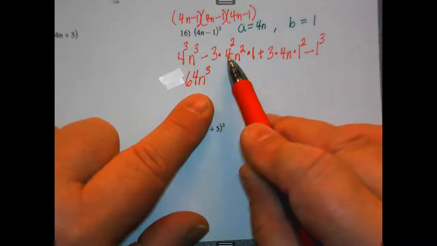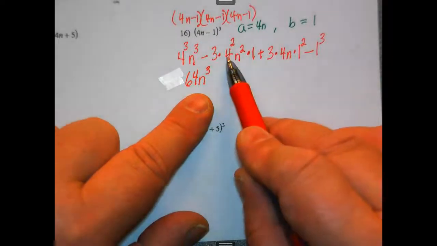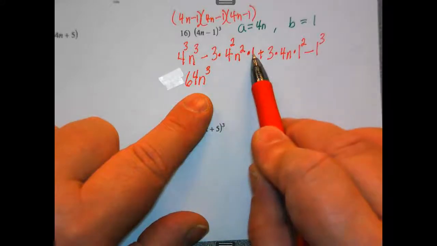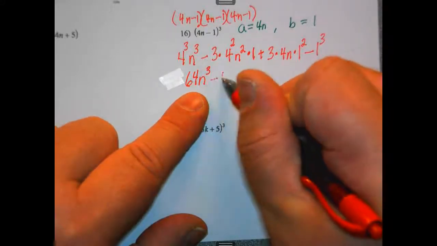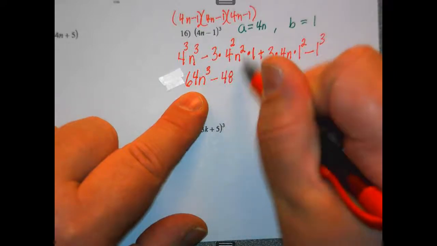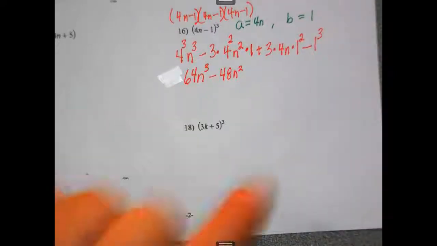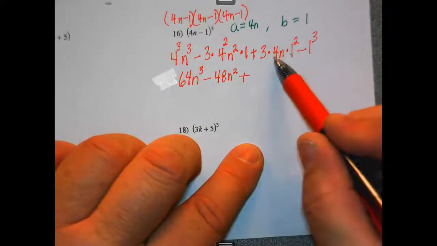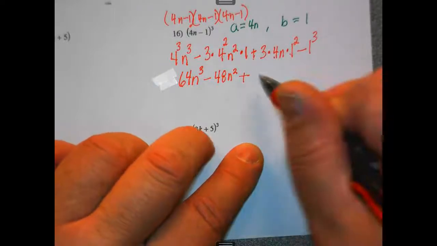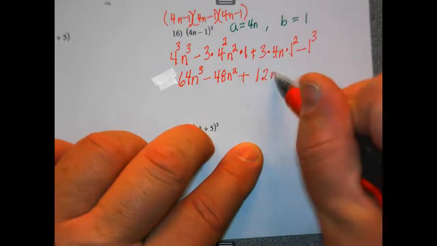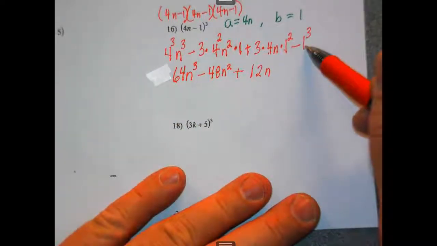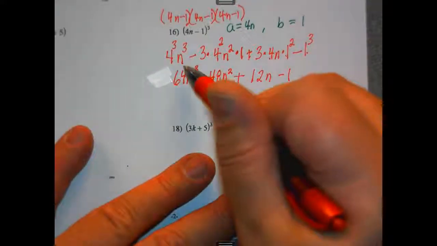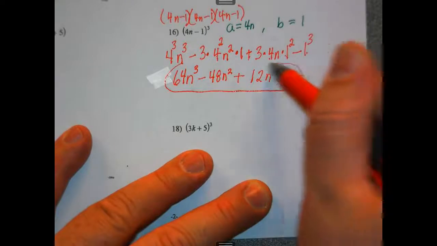Okay, 4 squared is 16. 16 times 3 is 48, times 1 is 48. It's a minus sign. And then I have an n squared. Plus 1 squared is 1, 1 times 4 is 4, times 3 is 12. And I have that n. 1 times 1 times 1 is 1. And there, my friends, I am finished.